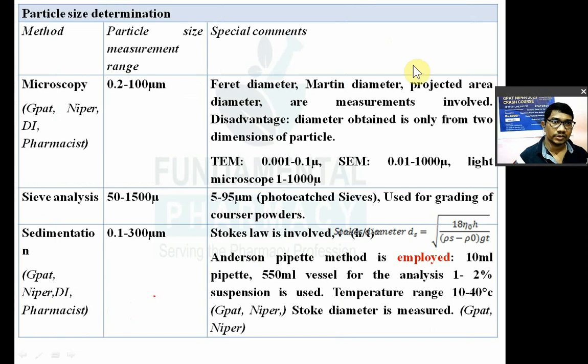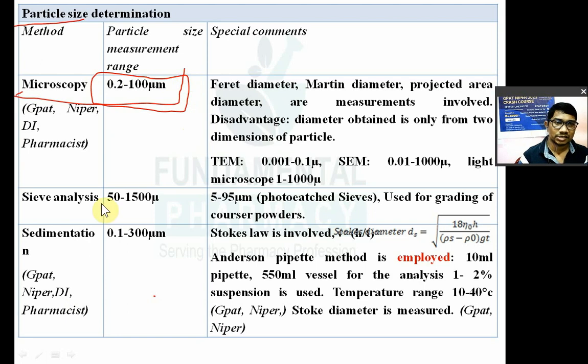Now this is important. So different particle size determination methods: methods for particle size measurement, or methods for particle volume measurement, or methods of particle surface area measurement, and particle size range. By the microscopic method, by using microscopy you can analyze particle size in a range of 0.2 to 100 micron. Particle size can be measured by microscopy in a range of 0.2 to 100 micron, right? Now in this case, different diameters are measured.